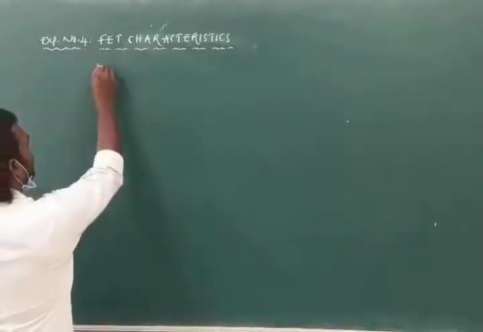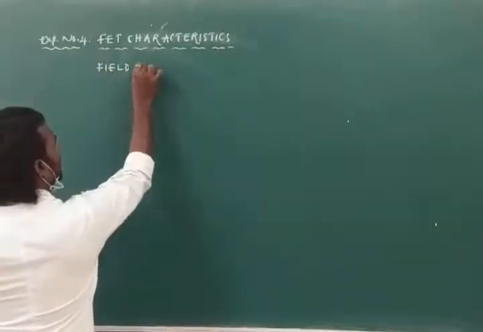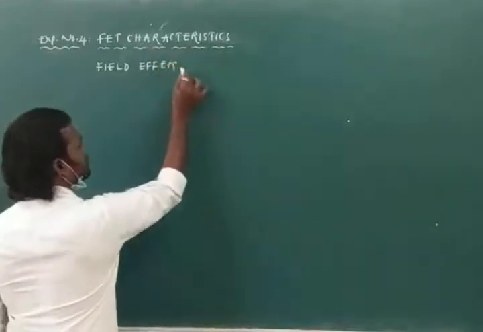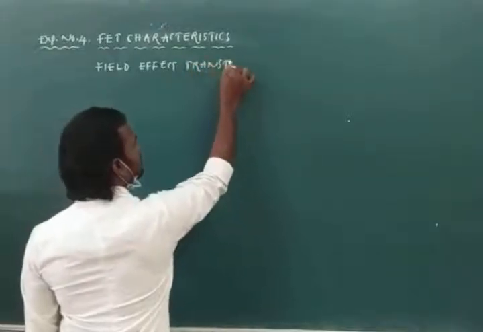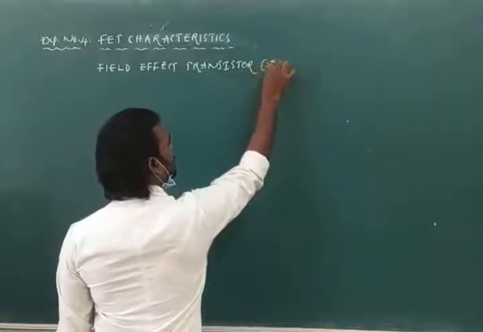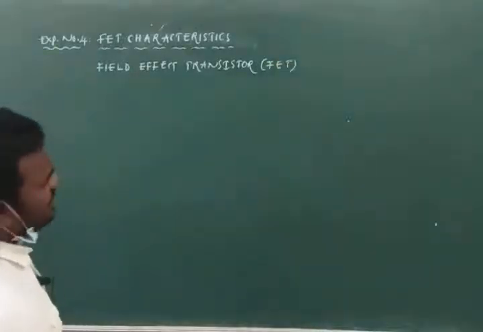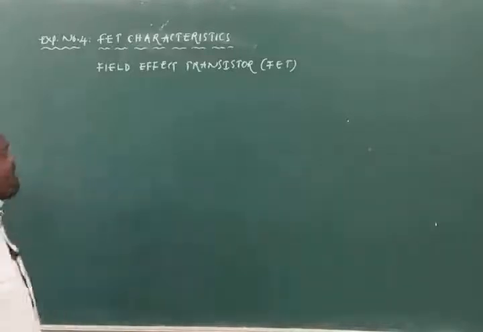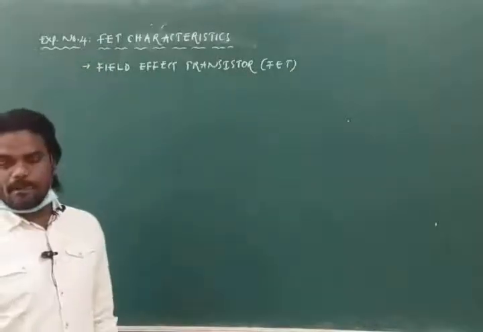FET stands for field effect transistor. In short we can call it FET. So we have 2 types of transistor. One is BJT, bipolar junction transistor. The other type of transistor is called FET, that is field effect transistor.